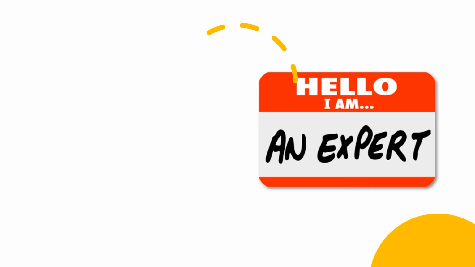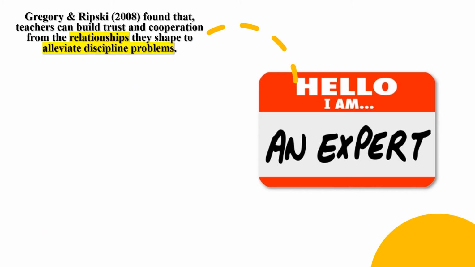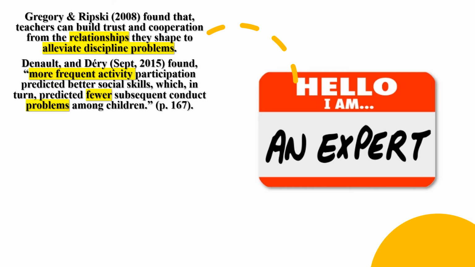As LeVar Burton famously said on Reading Rainbow, "Don't just take my word for it." Gregory and Ripsky found that teachers can build trust and cooperation from the relationships they shape to alleviate discipline problems. Denault and Durai found more frequent activity participation predicted better social skills, which in turn predicted fewer subsequent conduct problems among children.